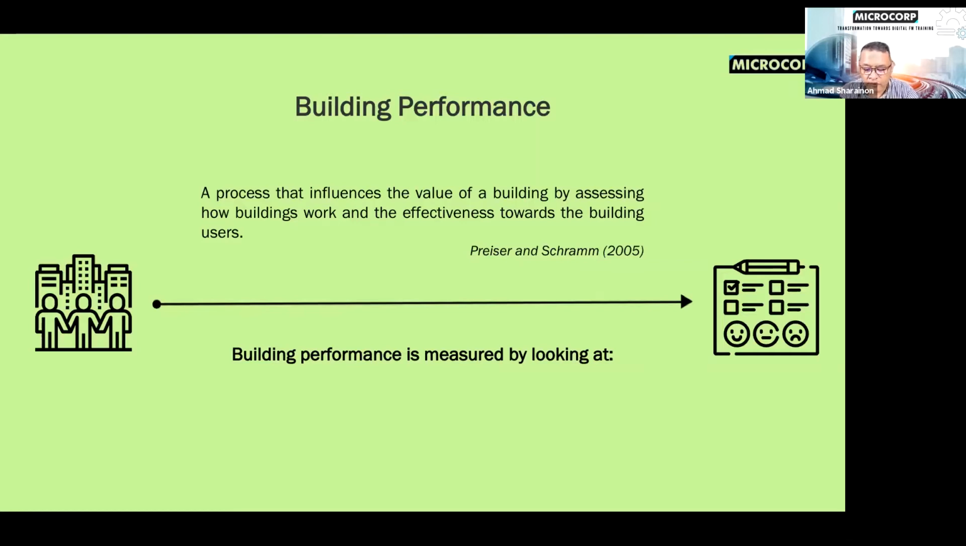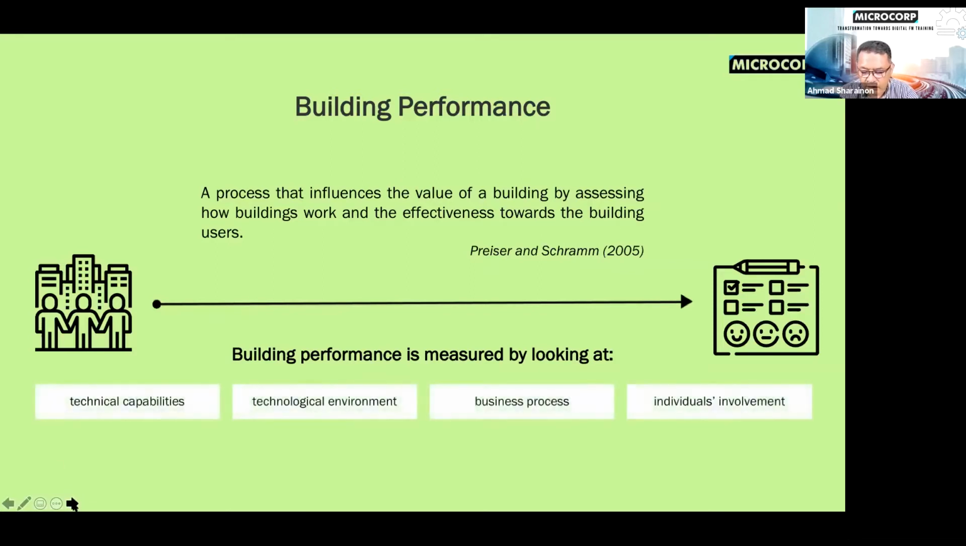Normally, building performance is measured by looking at four criteria. First is the technical capability the building has, or the technical capability in managing it. Second is the technological environment. Whether it is an old building, what technological elements are already implemented, whether it is a green building, or maybe a heritage building.